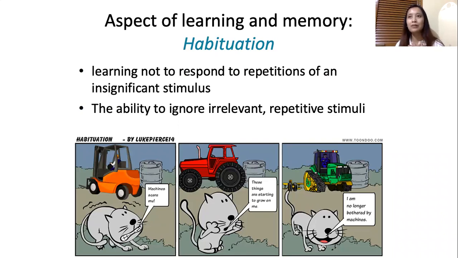For example, you're in the classroom and you hear a lot of buses and cars driving by. At the beginning, you can get distracted, but once you get used to cars and buses passing by the window, you get accustomed to it and no longer get bothered by it, because you're habituated to it. It now becomes an insignificant stimulus.